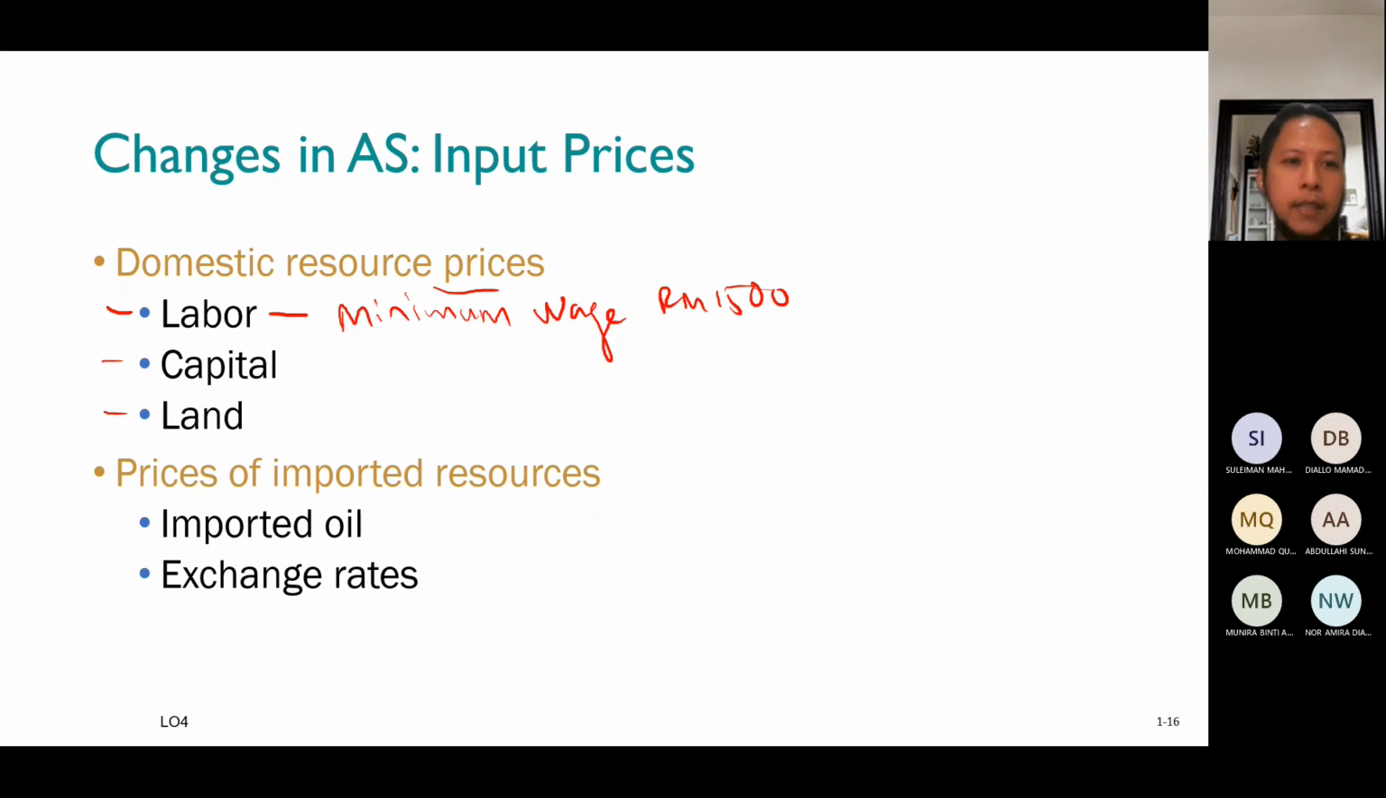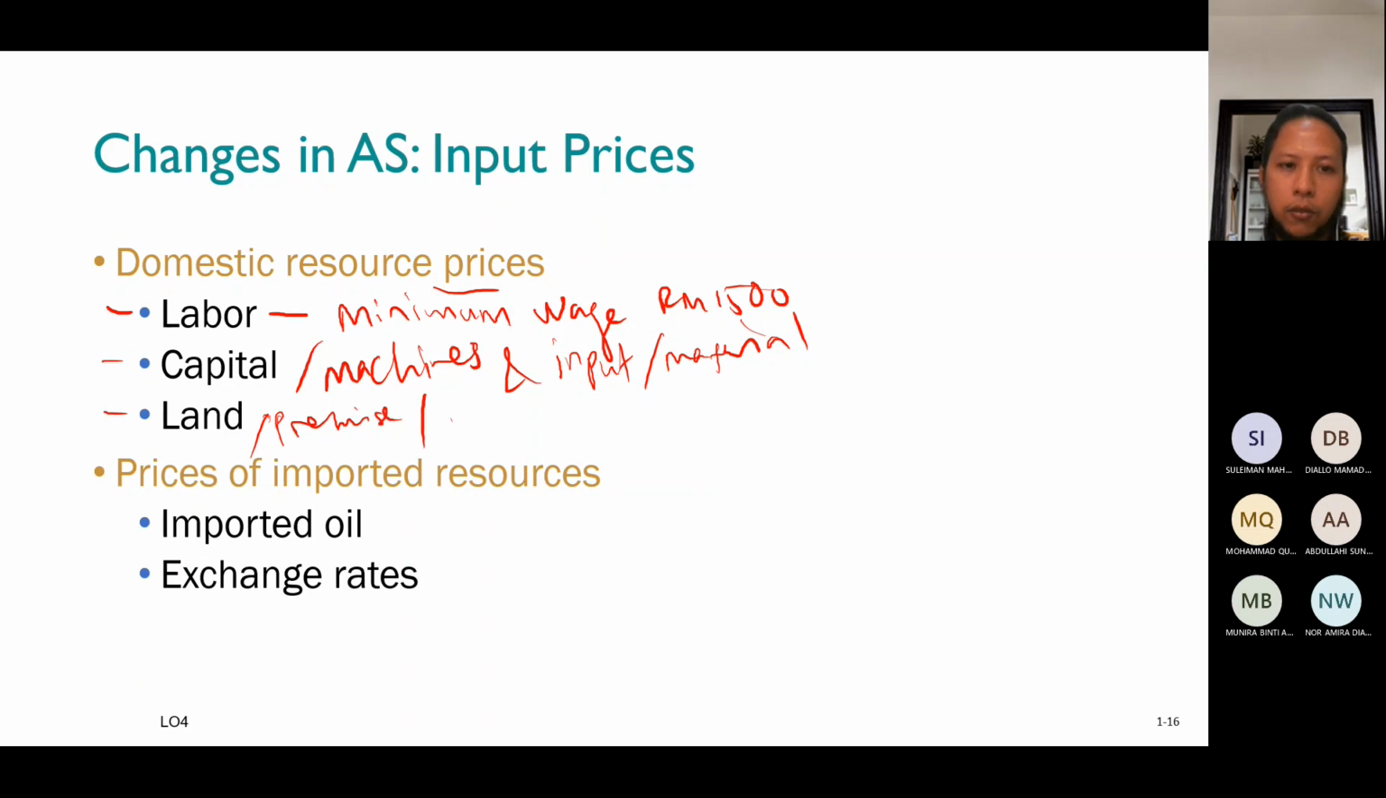Okay, and then another aspect that I mentioned just now, capital. So this refers to the machines, and the input, the material. So this will influence the resource price, and also the third part is the land. So this is the premise, but also the raw material.